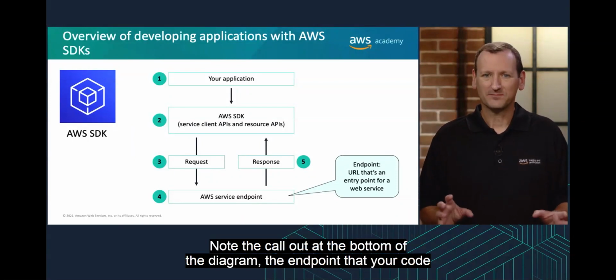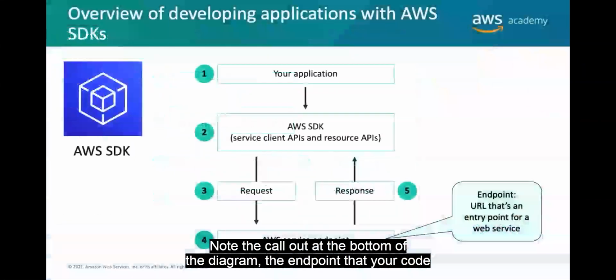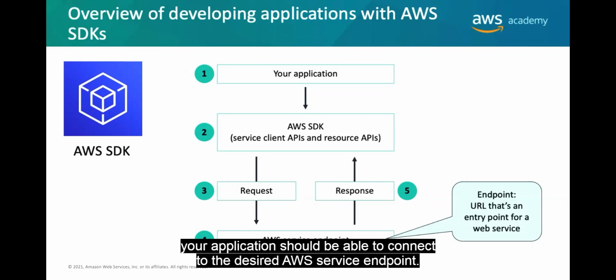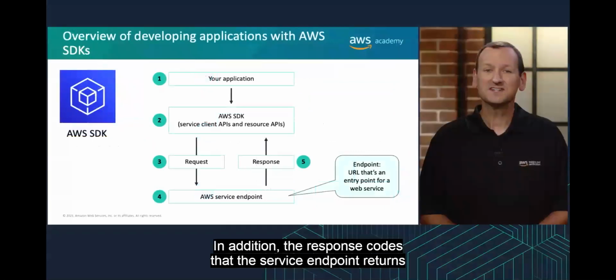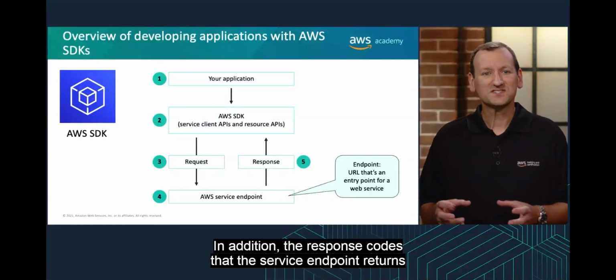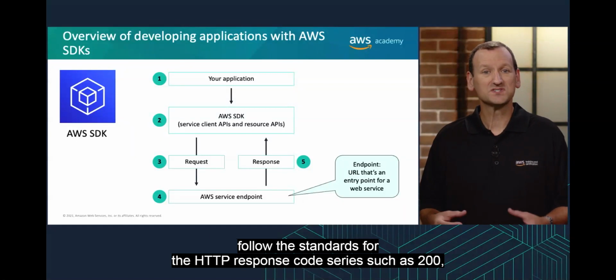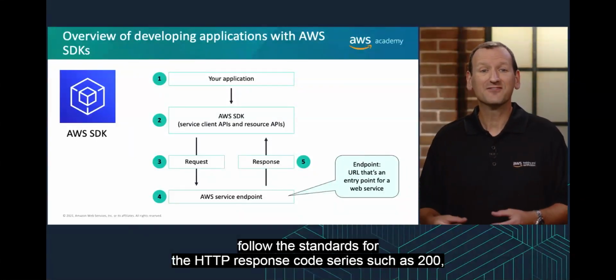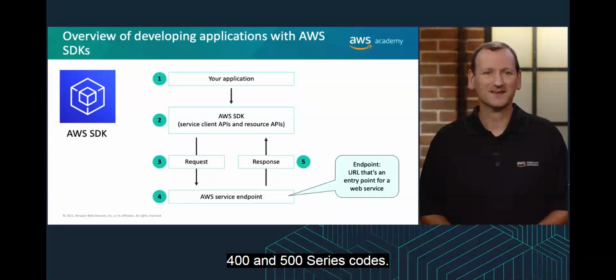Note the callout at the bottom of the diagram. The endpoint that your code calls is a URL. As long as your device has access to the internet, your application should be able to connect to the desired AWS service endpoint. In addition, the response codes that the service endpoint returns follow the standards for the HTTP response code series, such as 200, 400, and 500 series codes.